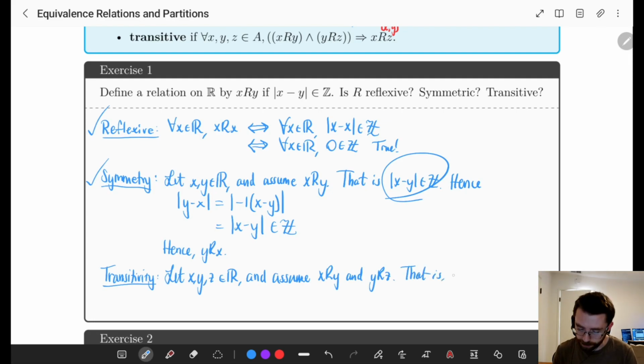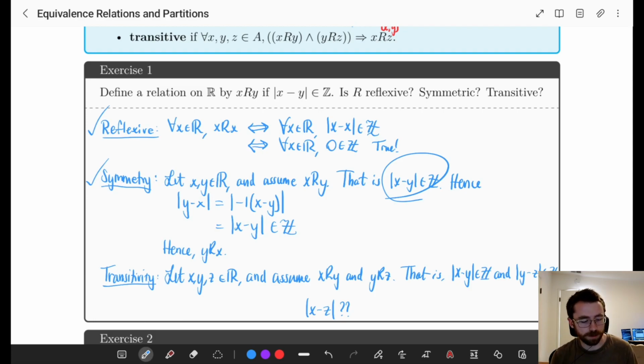Okay, again, based on the relation, that means x minus y is, in absolute value, an integer, and y minus z, same idea. Then the question becomes, what about x minus z? Is that an integer? And you can probably convince yourself that the answer is yes. Just think of some examples, maybe.